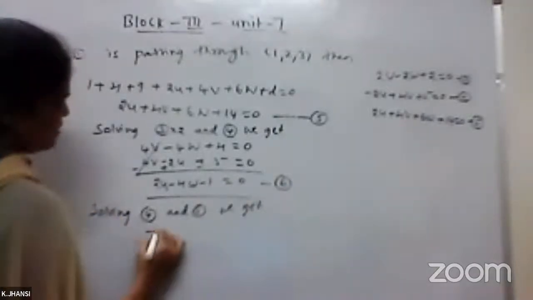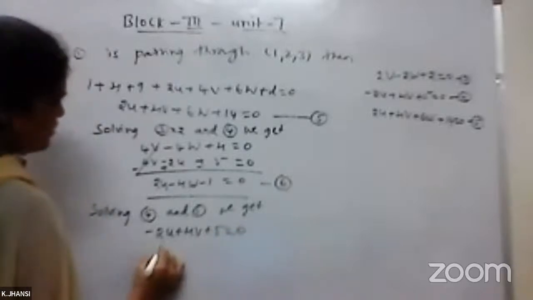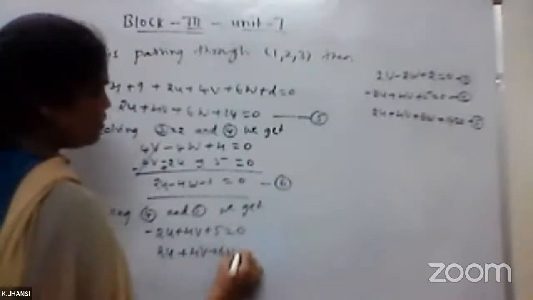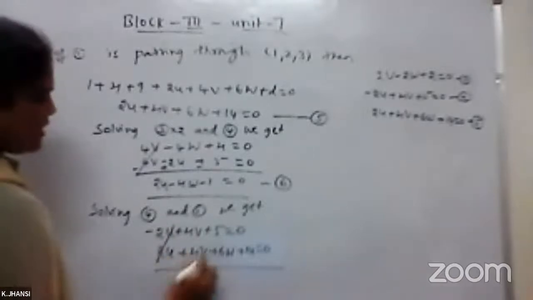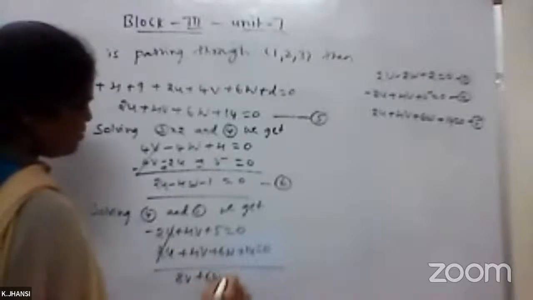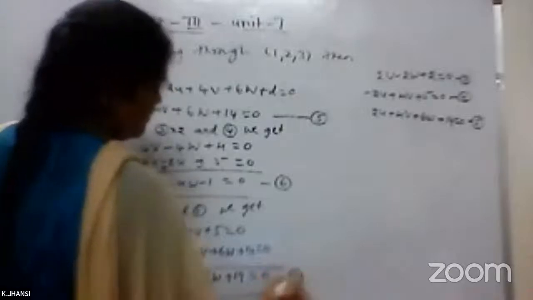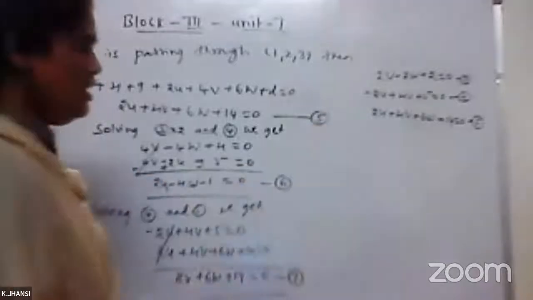We get that is minus 2u plus 4v plus 5 equals to 0. Next we have 2u plus 4v plus 6w plus 14 equals to 0. So if you add them, these two will get cancelled. And this is 8v plus 6w plus 19 equals to 0. V and W we got. No? And this is the seventh equation. Okay. So V and W in this it is there. So you can solve 7 and 3.